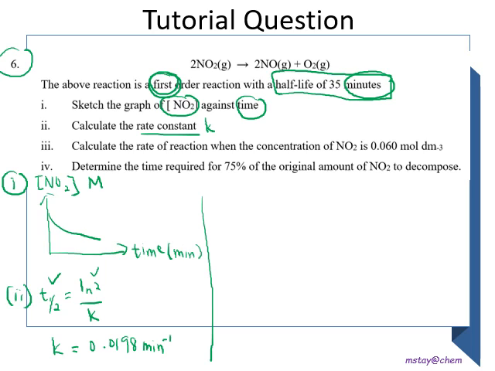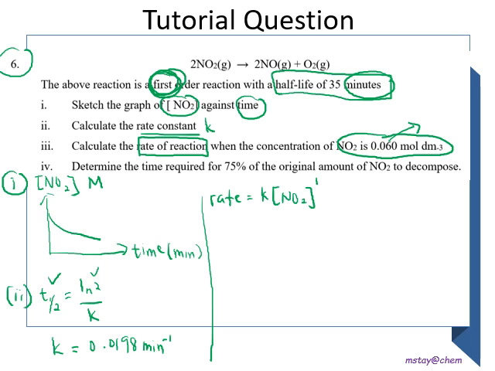Now let's proceed to number 3. Calculate the rate of reaction when the concentration of NO2 is 0.06 molar per second. Because it only involves one concentration, we can directly use the rate law, where rate equals k times the concentration of NO2 to the power of 1. Why do we know it's the power of 1? Because here it is mentioned to be first order.